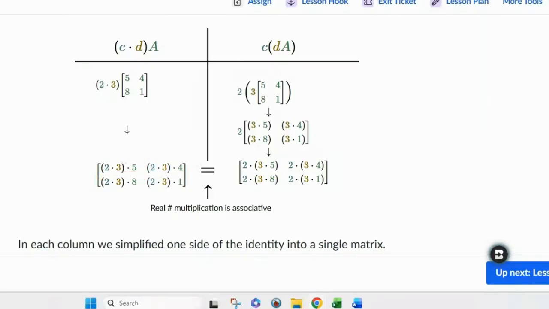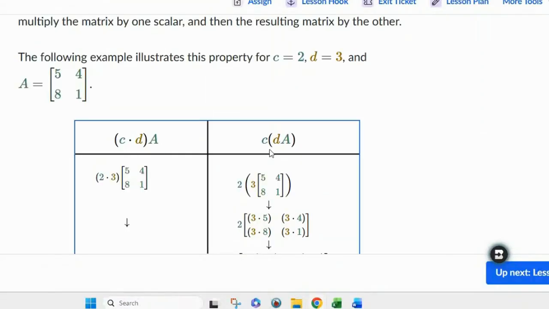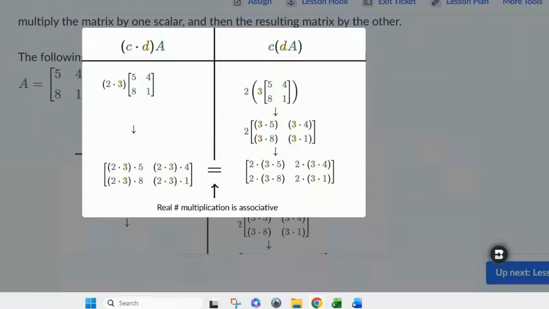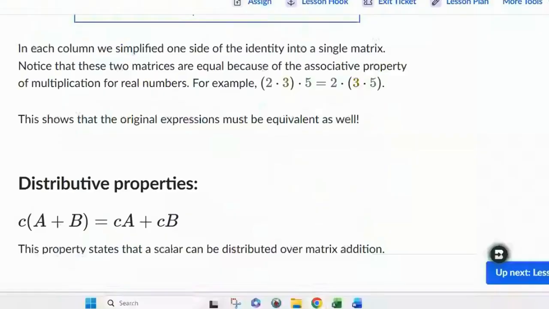It doesn't matter. If you're multiplying 3 things together, multiply them in whichever order you want to. It does not change. Just like it shows, 2 times 3 times 5 is the same as 2 times 3 times 5.